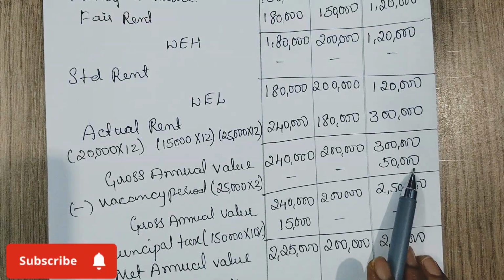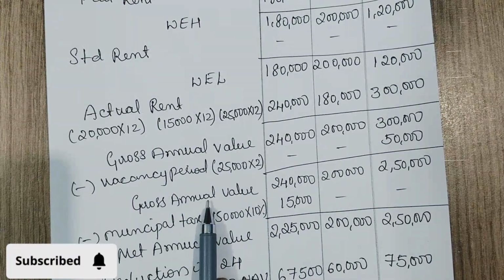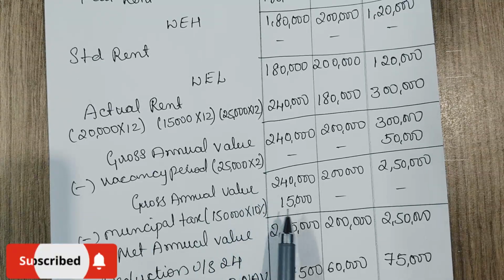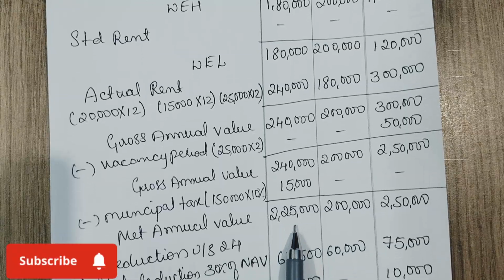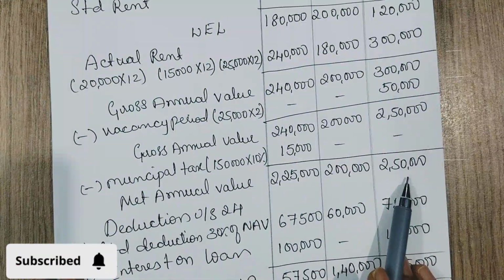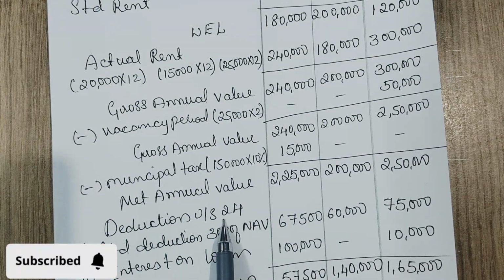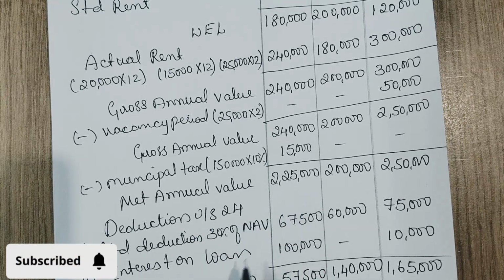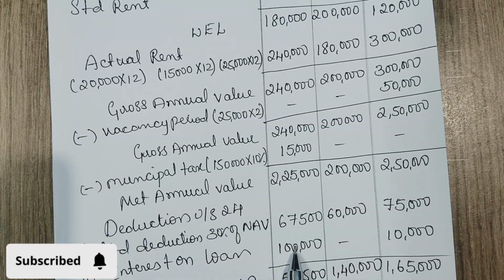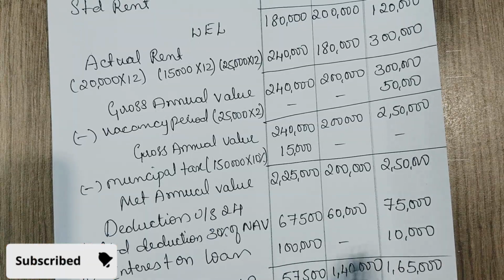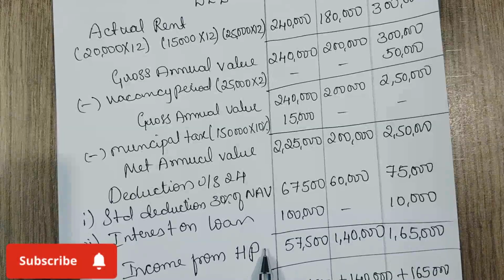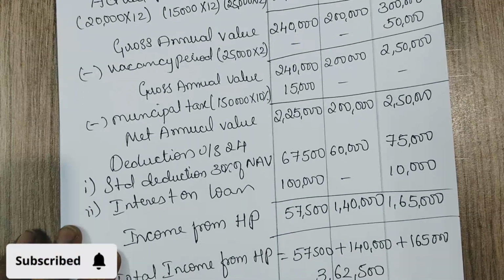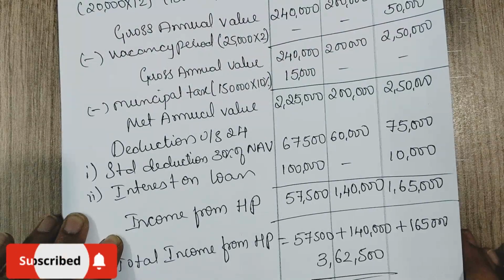Vacancy period should be deducted, then we will get gross annual value after vacancy period. Municipal tax paid by owner only we are considering, that should be deducted, then we will get net annual value. Then we need to deduct deductions under section 24. The first deduction is 30% of NAV, then interest on loan for construction and for repair should be considered. Then we will get income from house property. If we add all the income from house properties, we will get total income from house property, that is 3,62,500.